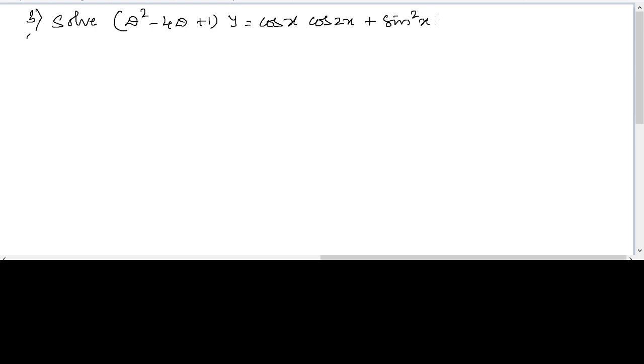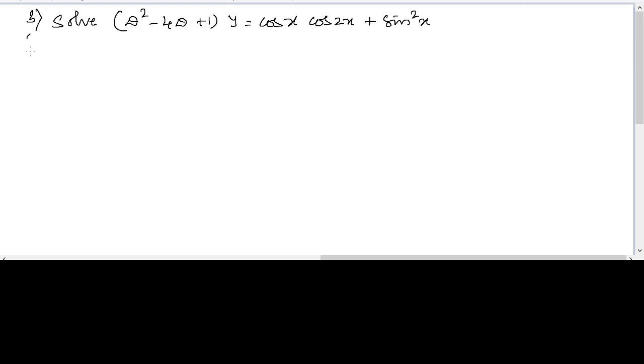Okay, suppose if you have this kind of material in RHS, while finding particular integral, we can't directly replace d square by minus a square. We need to use a formula first. Okay, so what is the formula? Cos a cos b formula, and for simplifying sin square x we need to use the (1 minus cos 2x) by 2 formula. Okay, so let us find out first of all the complementary function.